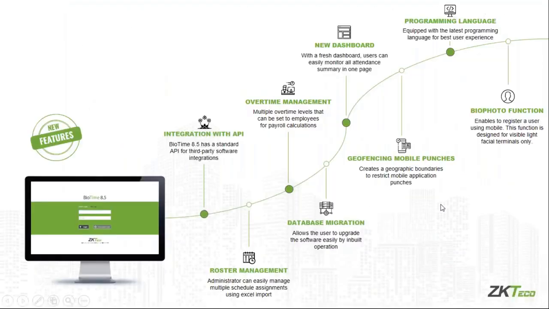So let's move to the differences between 7 and 8.5. The main thing is we are providing the API for integration with third-party systems. And we have different levels of overtime, with different hours. So it will show how much an employee worked for overtime level 1, level 2, and level 3, and the payroll module will calculate based on the levelized overtime. This is a very important function for the construction side and marketing side. So it will be very easy to calculate from the HR side.